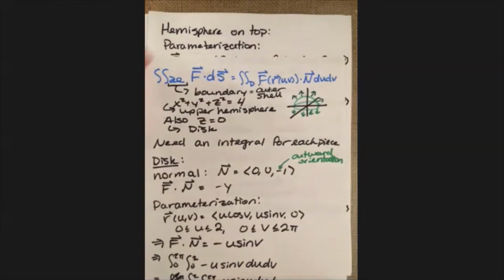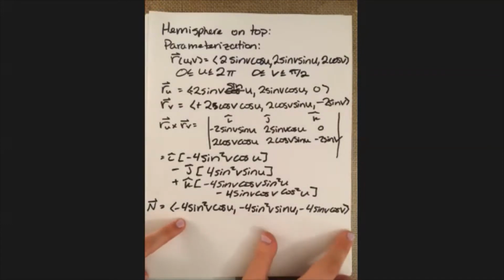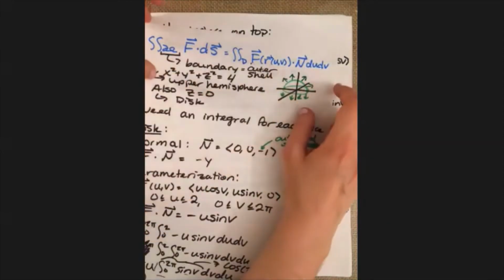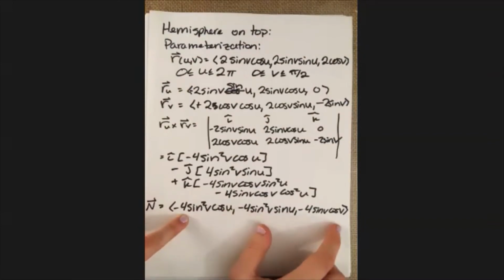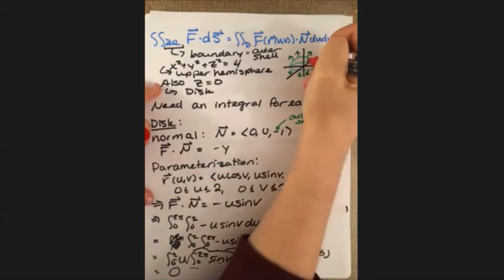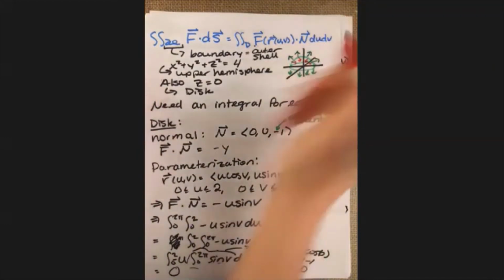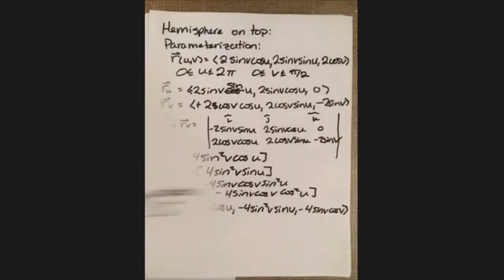However, we noticed that if we were to plug in, say, pi over 4 into each of these, which would land us here in our first quadrant, each of these terms is going to be negative, which means that what I'm ultimately going to wind up with is something that points inward. And I don't want it to point inward. I want it to point outward. So to fix that, I'm going to multiply by negative 1.